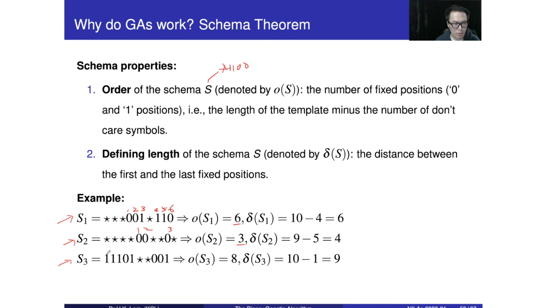Schema 3: 1, 2, 3, 4, 5, 6, 7, 8. The order, that is 8. Okay, now this is the order. Now we are talking about the length of a schema.